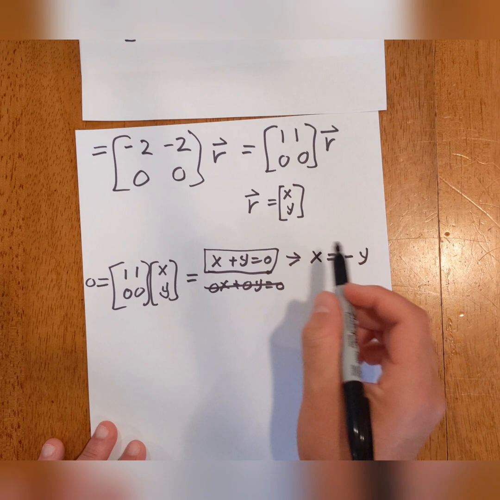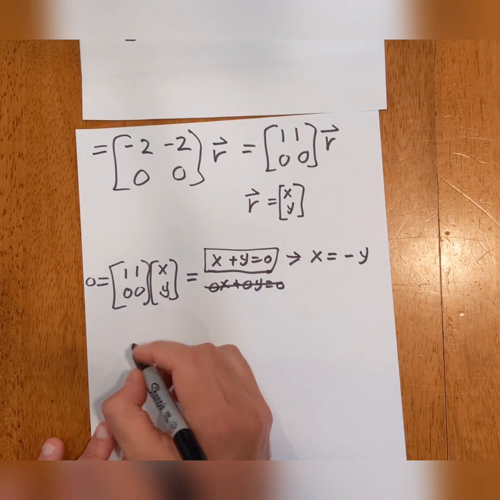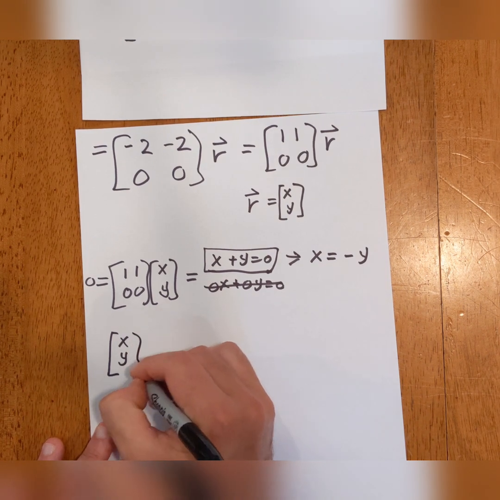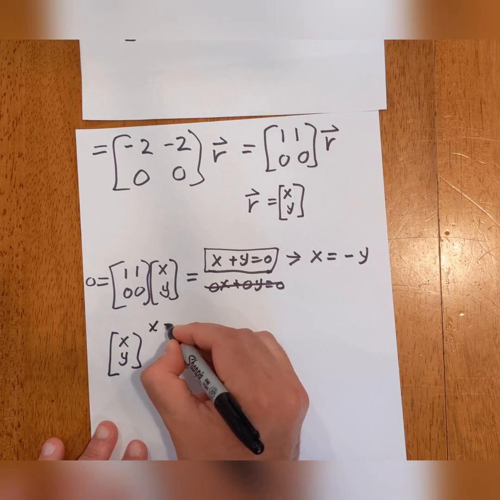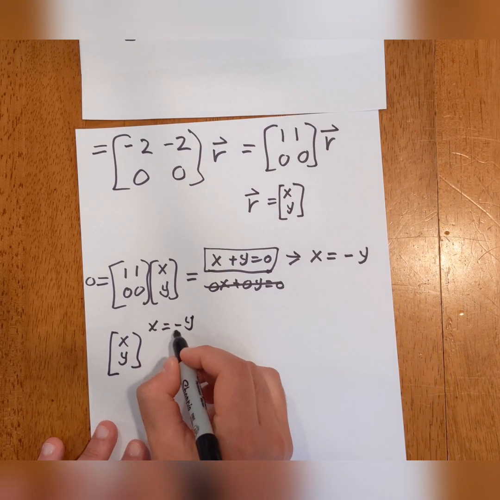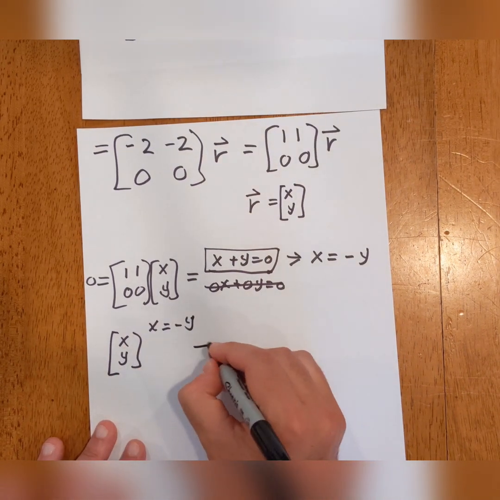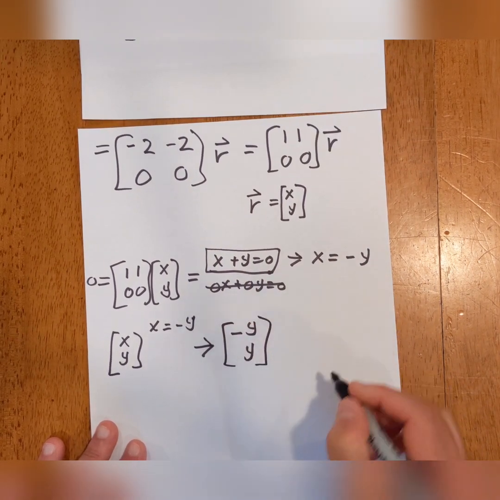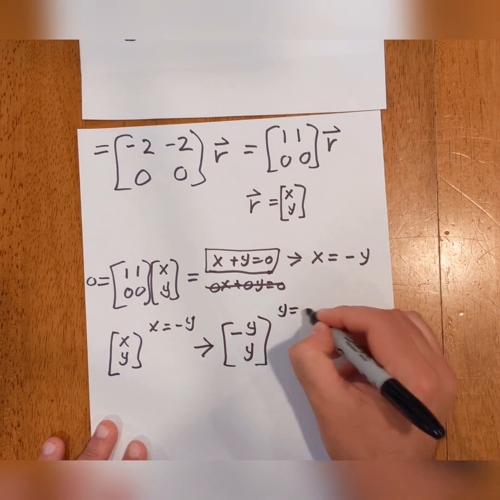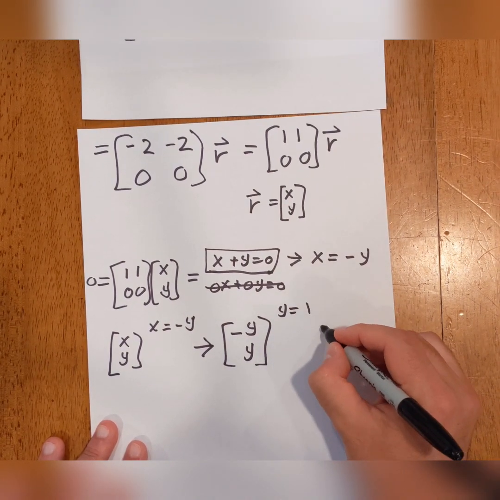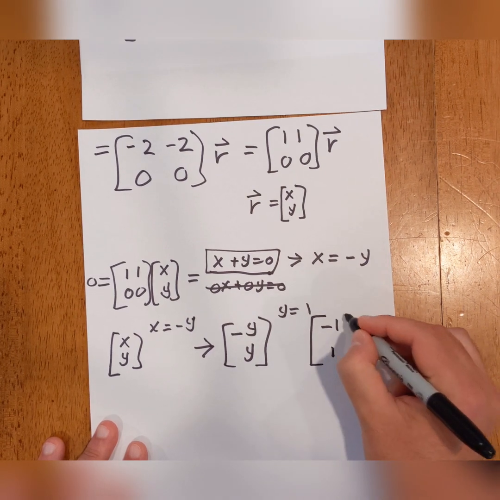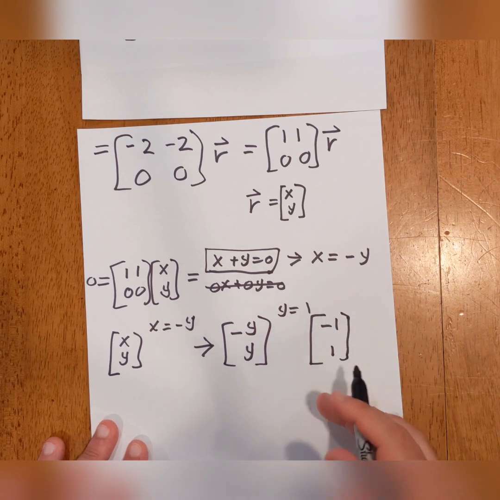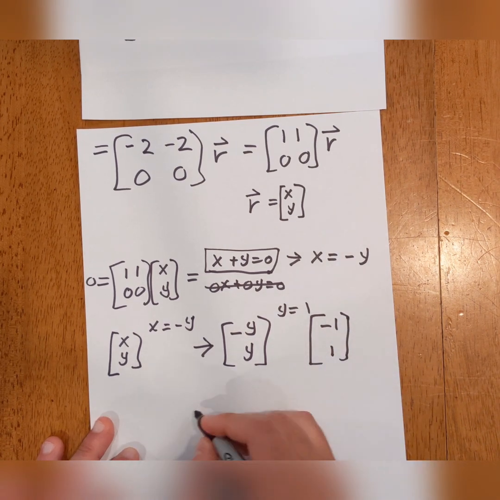Now that we have that relationship, we can look back and plug it into our eigenvector form of (x, y). And again, we know that x is equal to negative y. We could simply plug in negative y for that x, which would give us (negative y, y). Now, we could also say that y is equal to 1 for simplicity, which would then give us (negative 1, 1). And typically we do that just so it's nice and simple, because we just need our directions for this eigenvector. So, this is our answer.